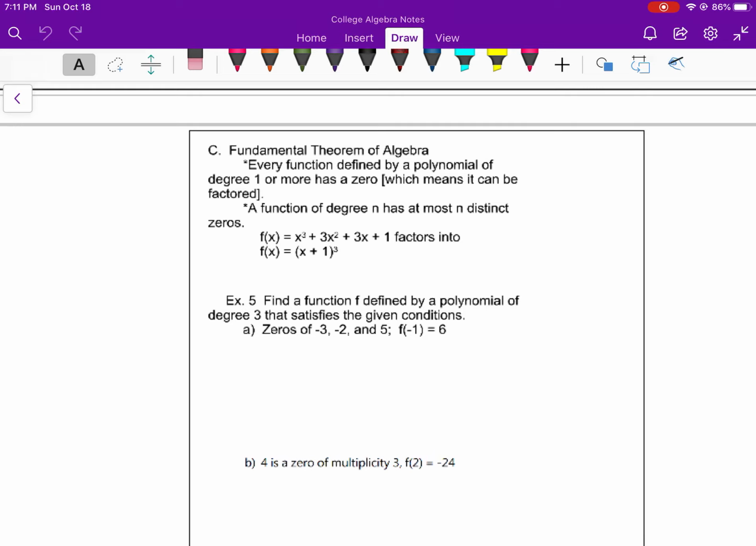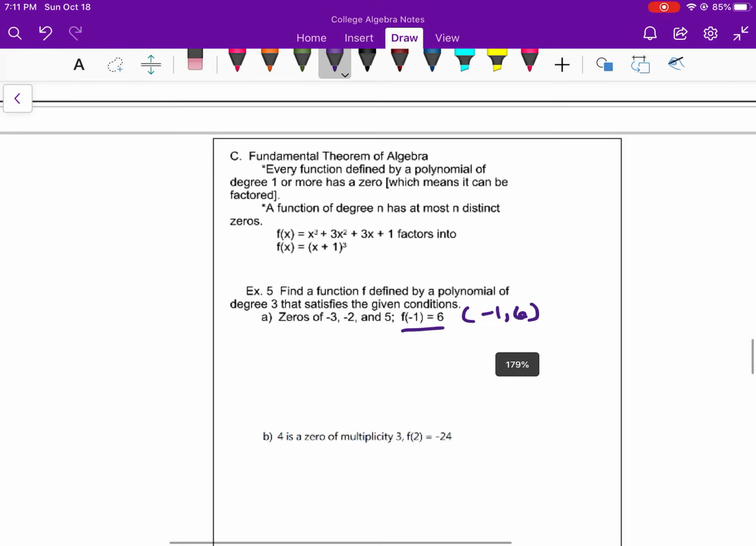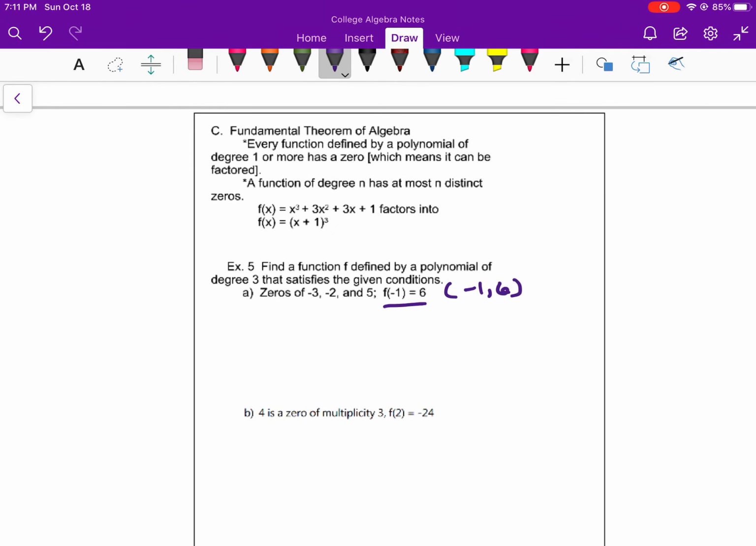Then we get into example 5, and it says that we're going to find a function that has degree 3 that has the following zeros. And we have this right here. This basically means we have this ordered pair, -1, 6, that is on the curve. So we're going to start with f of x equals some a value, so that could be a shrink or a stretch. It could be negative or positive. We're going to use the ordered pair -1, 6 to help us find that a value.